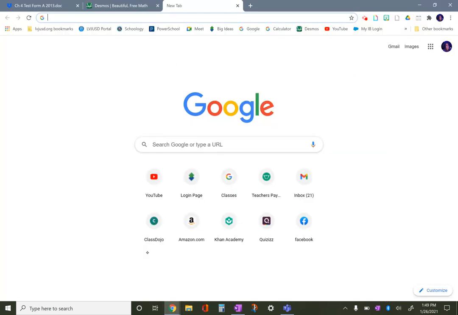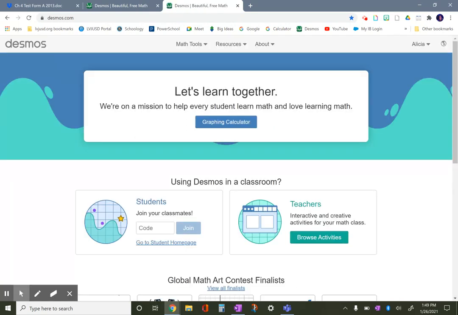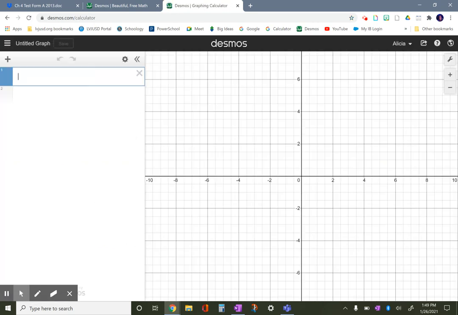So you're going to go ahead and go to desmos.com. I have that bookmarked at the top. Not a bad idea to do that. You can click here at graphing calculator, or you can use the math tools, and there's a bunch of math tools there that you can use, one of which is this graphing calculator. All right. So first of all, we need to construct the triangle in our coordinate plane.